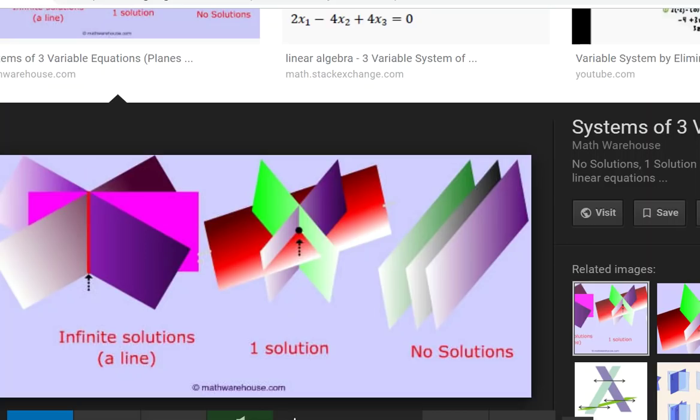But other things can happen. You could get no solution where the planes are parallel to each other. Or you could get where they meet up right in the middle and it actually is a line of infinite solutions.